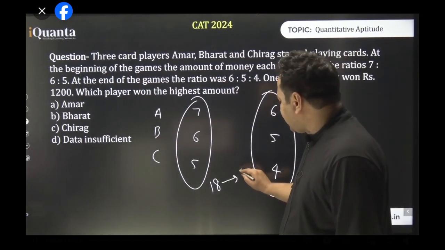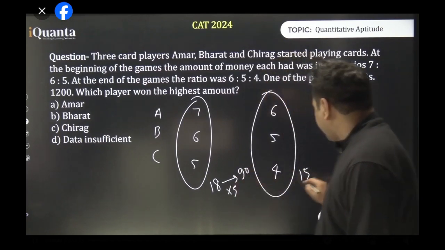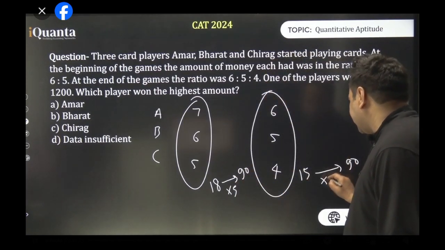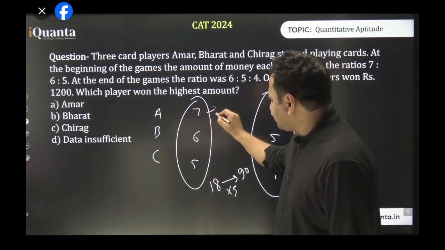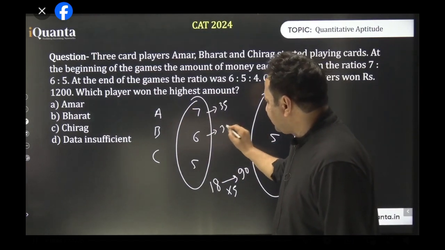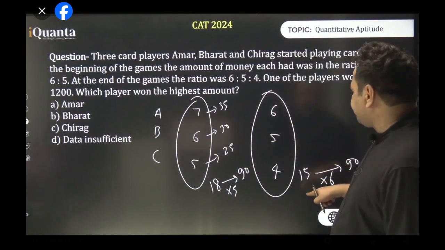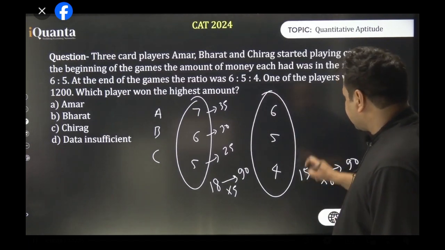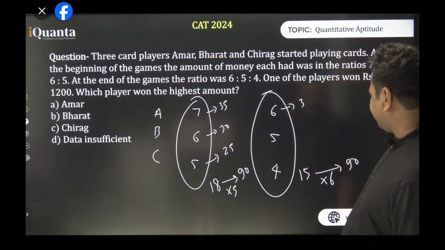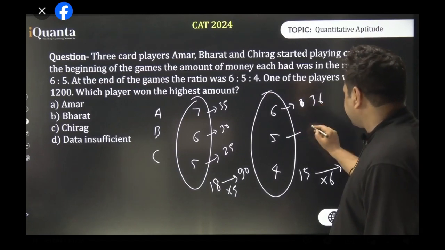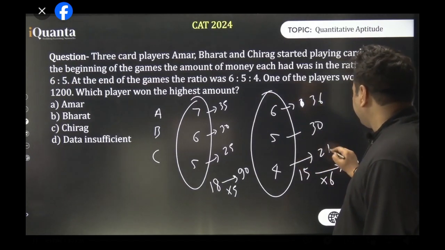How we make something 90? We make 18 as 90 by multiplying it by 5, and 15 will be 90 by multiplying it by 6. So this entire set multiplied by 5 each: 7 5s are 35, 6 5s are 30, 5 5s are 25. And this by 6: 6 5s are 30, 6 6s are 36, 5 6s are 30, and 4 6s are 24. All right?